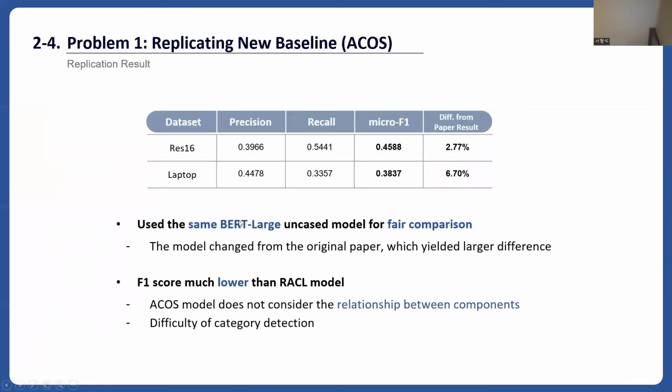For fair comparison, we used the same BERT-large uncased model. We believe that this change yielded a larger difference in the result from the original paper. What is notable is that the F1 score is much lower than the RACL model.